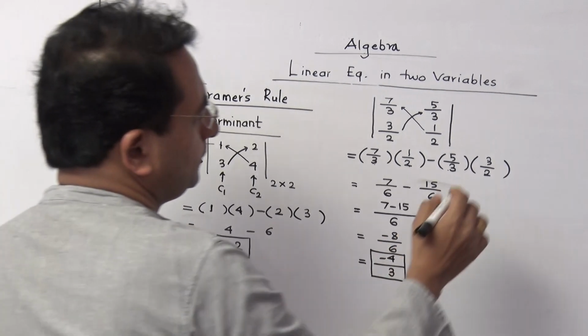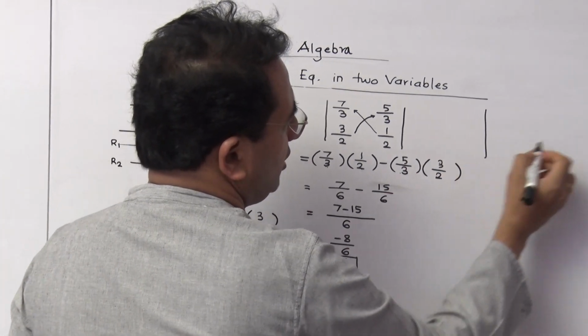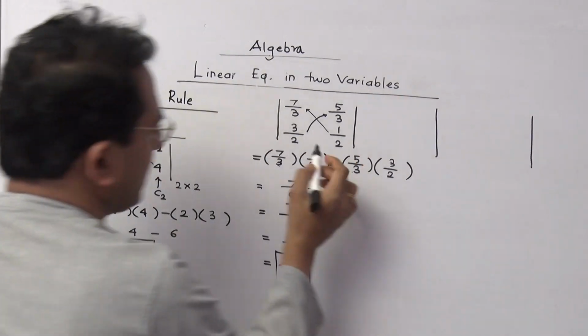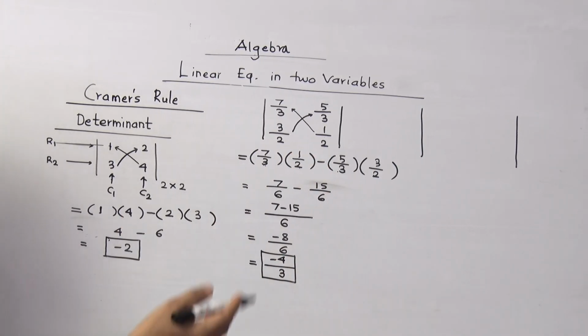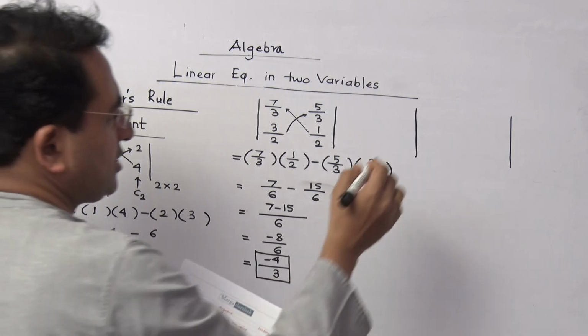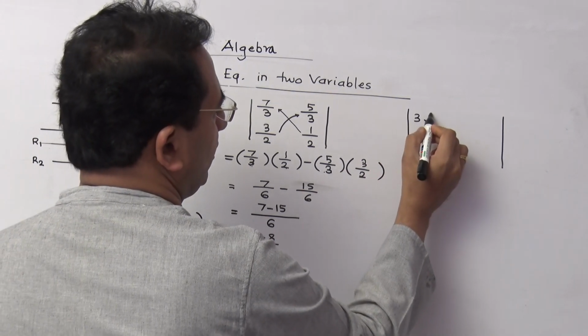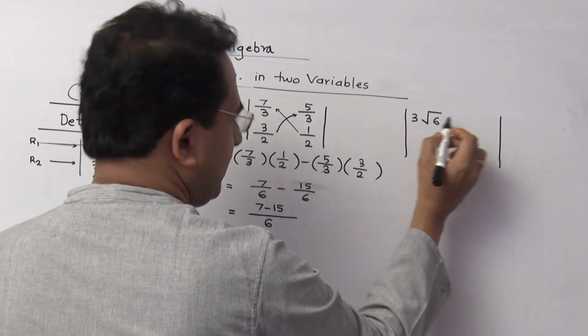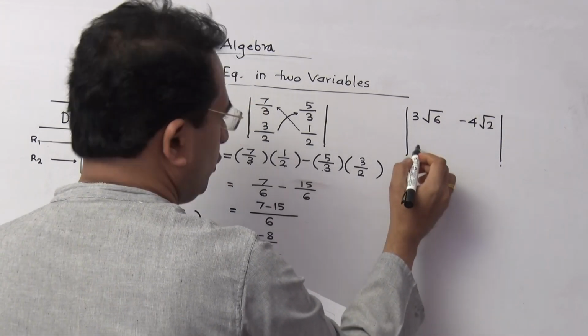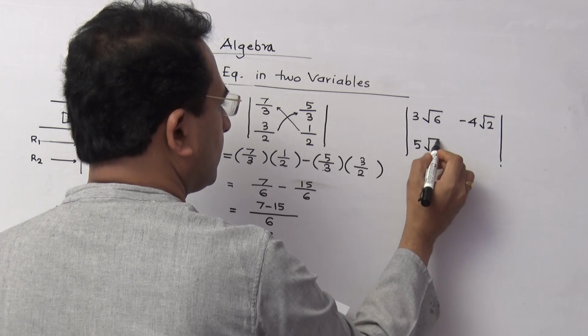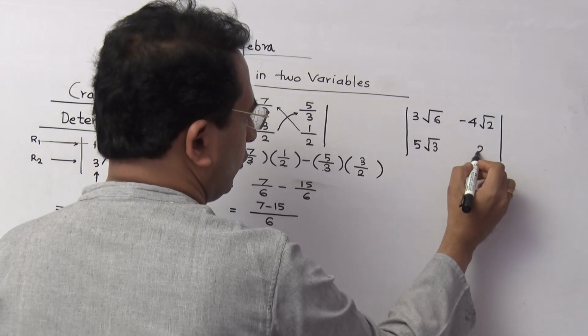Now the next one. Let us have one more sum. Now these questions where slightly difficult calculations are there, fractions are involved, some surds are involved. See, this question is 3 root 6, then it is minus 4 root 2, this is going to be 5 root 3 and 2.